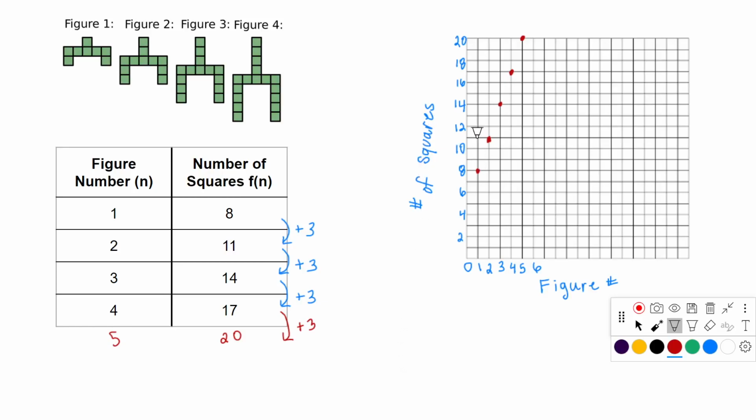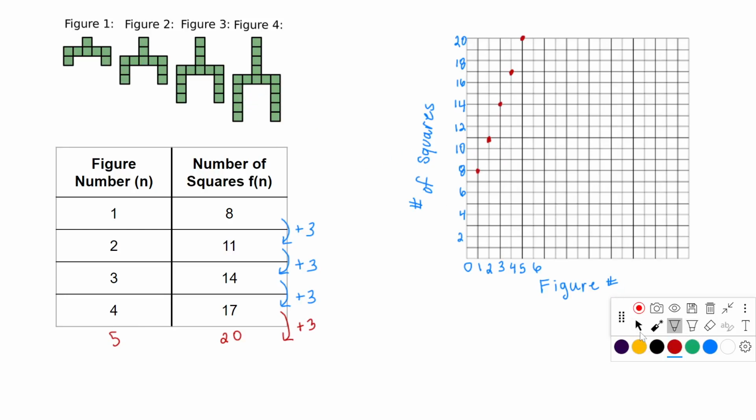And as we can see, because that rate of change was the same, that would be the slope of a line if I drew it through there. But because we have specific figures with a specific number of squares, I'm going to leave this as a discrete graph. I'm going to leave it with just the points because we don't have any partial figures.